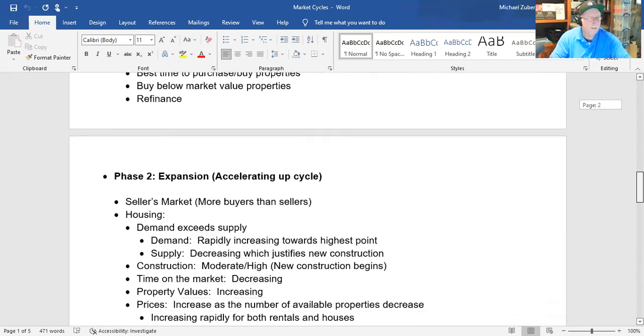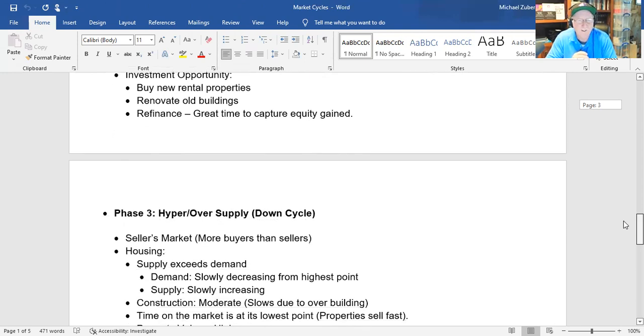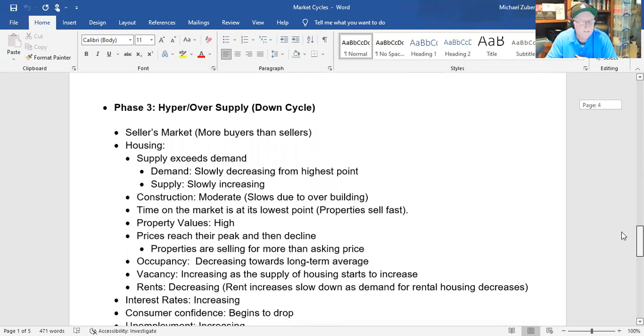Well, that comes from an expert that has been in it for a long time, 20 years now, right? Yep, 20, 21, 22 years. So we'll round this out with phase 3, hyper and oversupply.